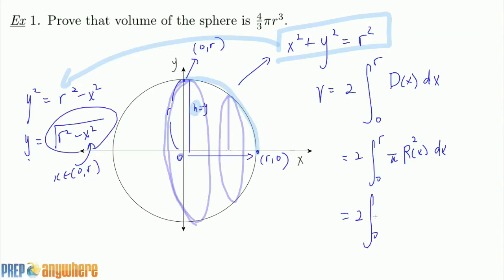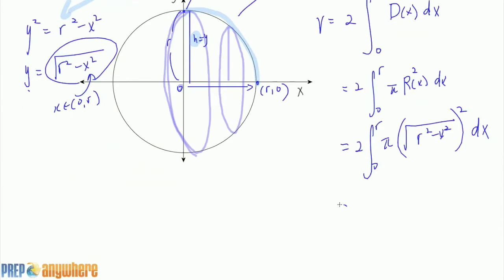So this radius can be replaced with the square root of r squared minus x squared. Can it? Can't it? Right? Okay, let's simplify that. So this is a complete setup. This will give us the volume: integral from 0 to r of pi times (r squared minus x squared) dx.